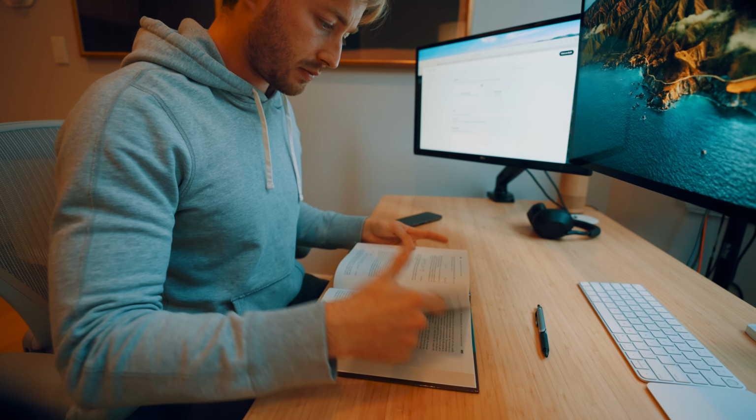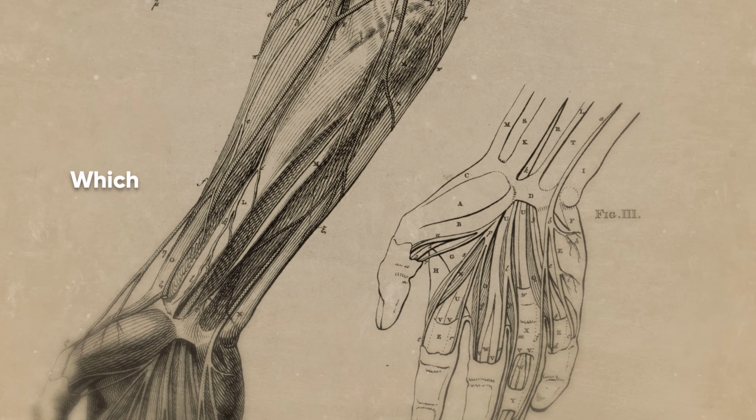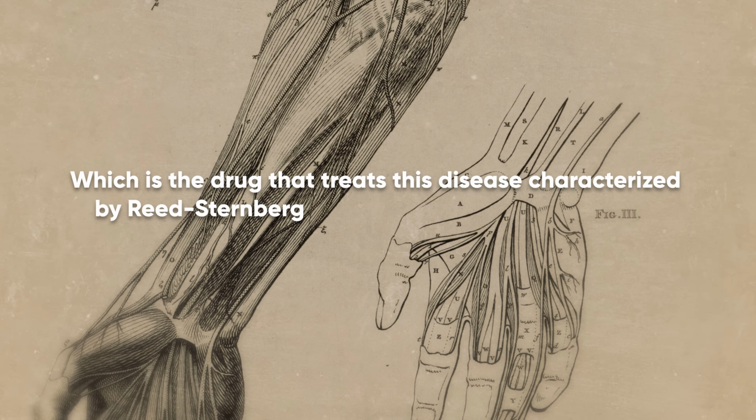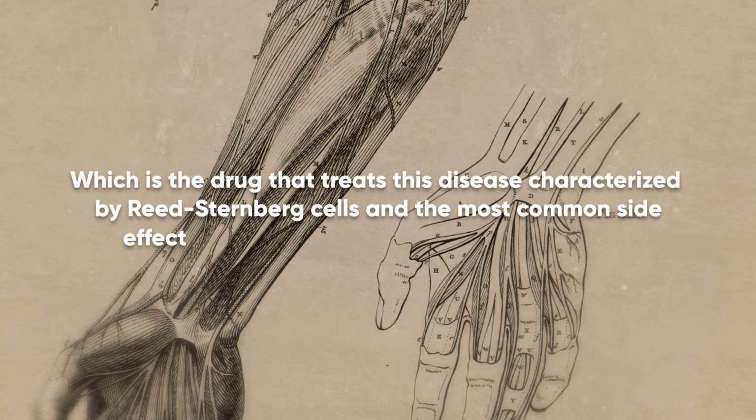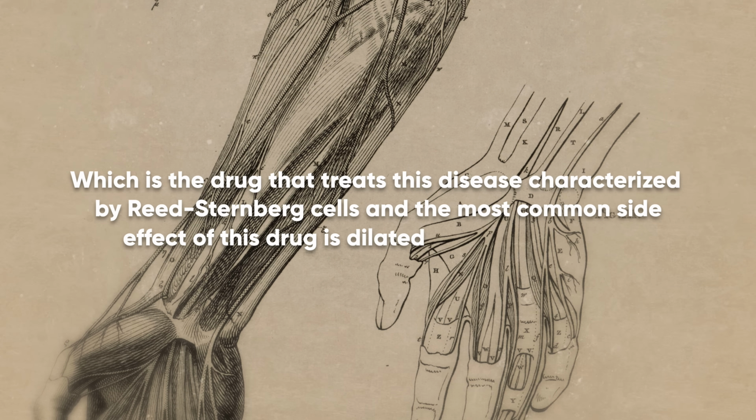So the first mistake I see is people are starting way too early. I remember when I first started medical school, I wanted to be the best student there was. I bought every single textbook, every single resource, every online thing I could get my hands on. And that included a really big question bank. And I remember one of the first questions that I saw was something like, which is the drug that treats this disease characterized by Reed-Sternberg cells, and the most common side effect of this drug is dilated cardiomyopathy. And this was like the first question I saw.